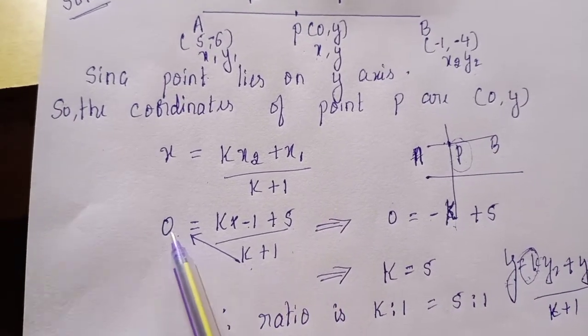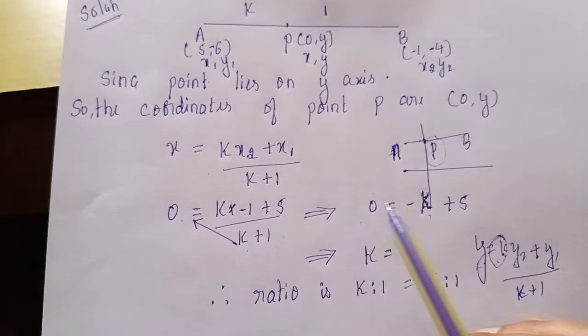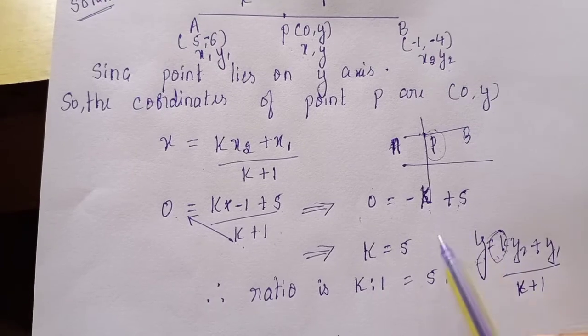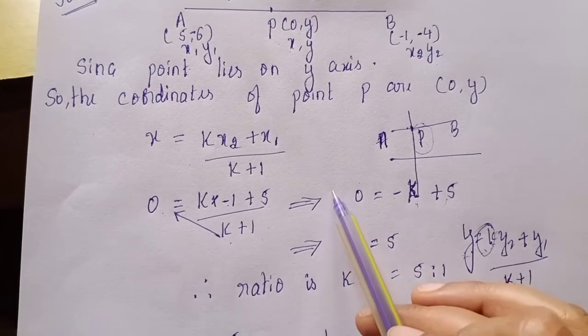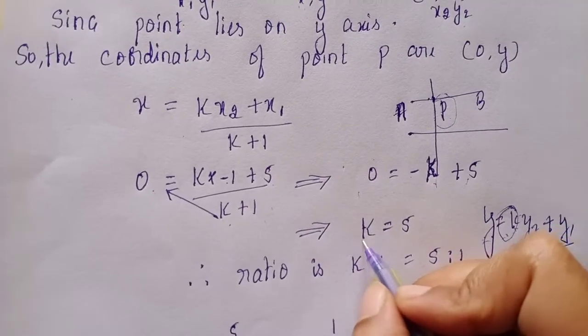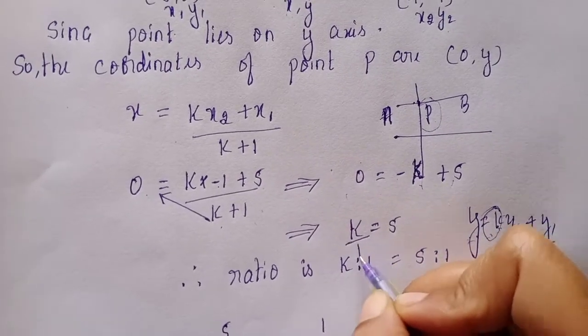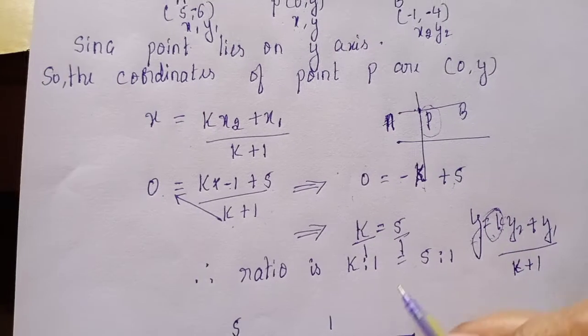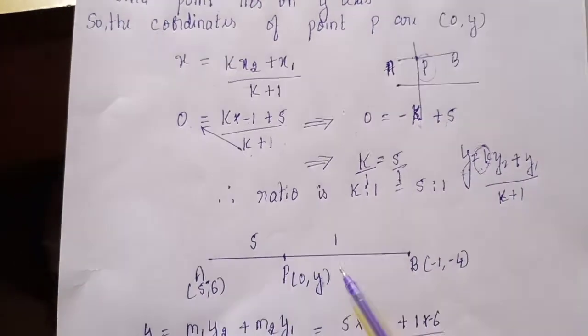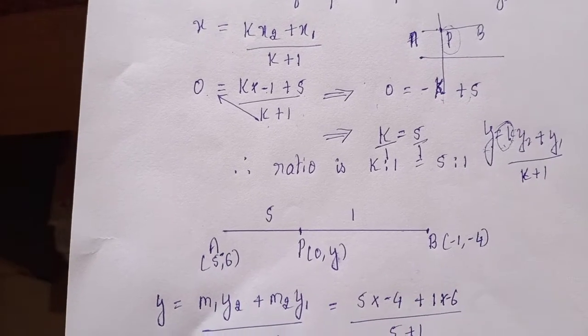So cross multiply, 0 and any number becomes 0, equals minus k plus 5. So send plus 5 this side or k this side. Minus k this side becomes plus k. So k equals 5. So what is the meaning of this? Will you keep it as it is? No. k by 1 is nothing but 5 by 1, so k is to 1 becomes 5 is to 1. So I got the ratio 5 is to 1.